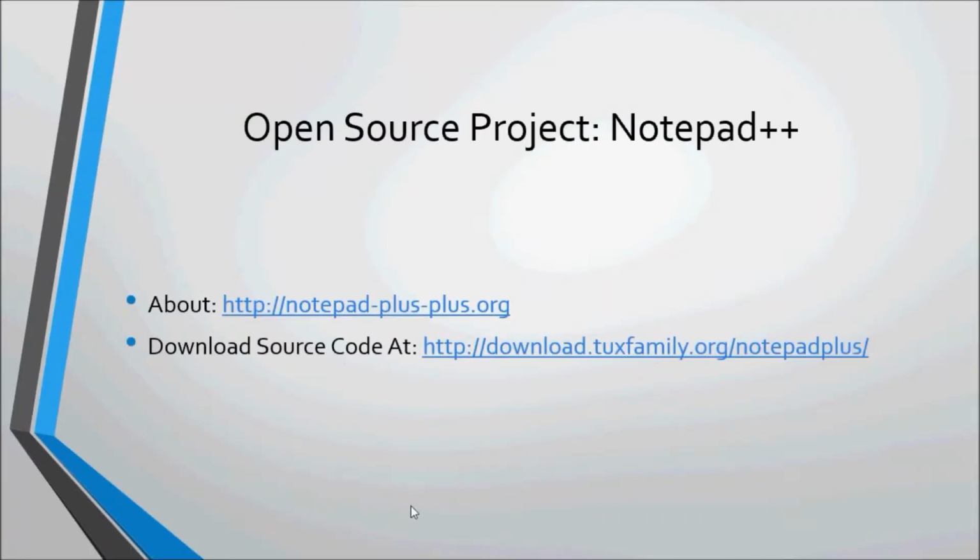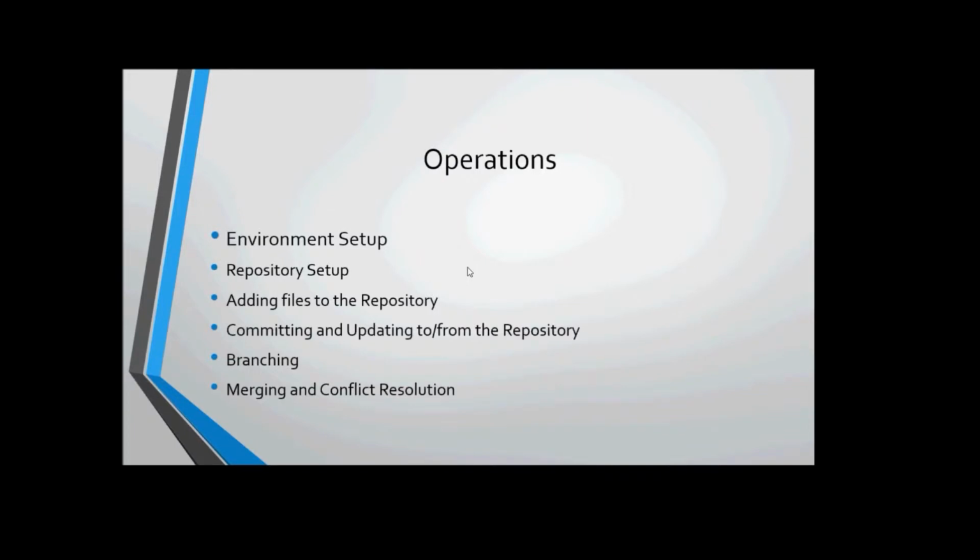For this project, we are using the Notepad++ source code to perform our analysis. Notepad++ is a source code editor written in C++. More information can be found at their website. Source code is also available for download at the provided link. We will evaluate both Subversion and Git using the following set of operations.